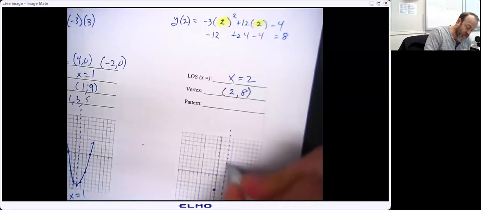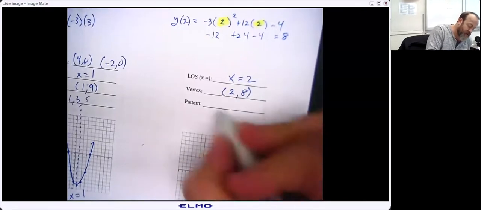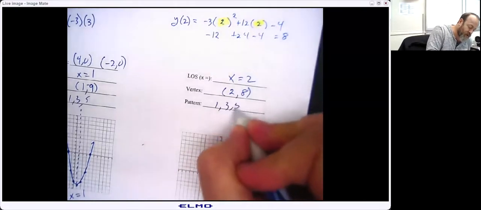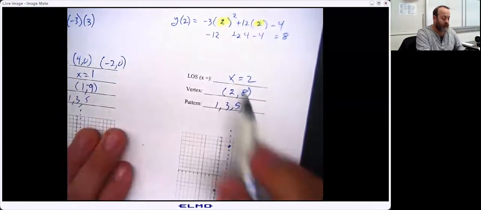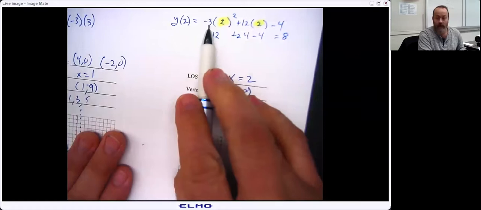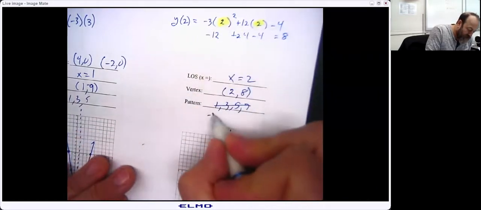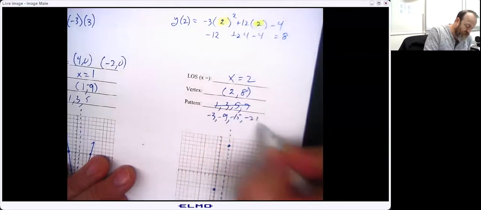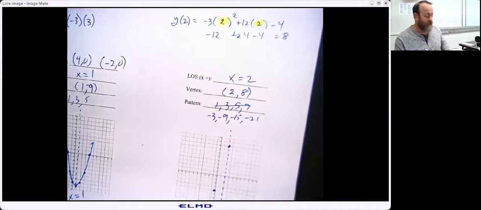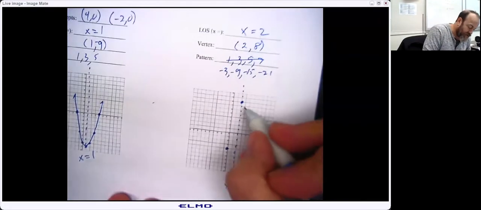So over here, 2 comma 8, and then my pattern is not 1, 3, 5, 7. This pattern was multiplied by the negative 3 that was sitting in front. It was our A value. So it's now going to be down 3, down 9, down 15. And of course, we're never going to hit negative 21, but let's see what we get.